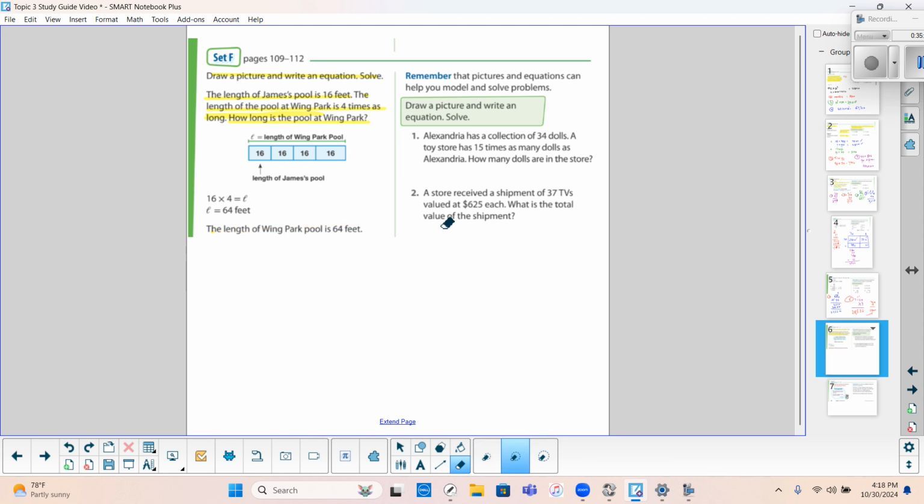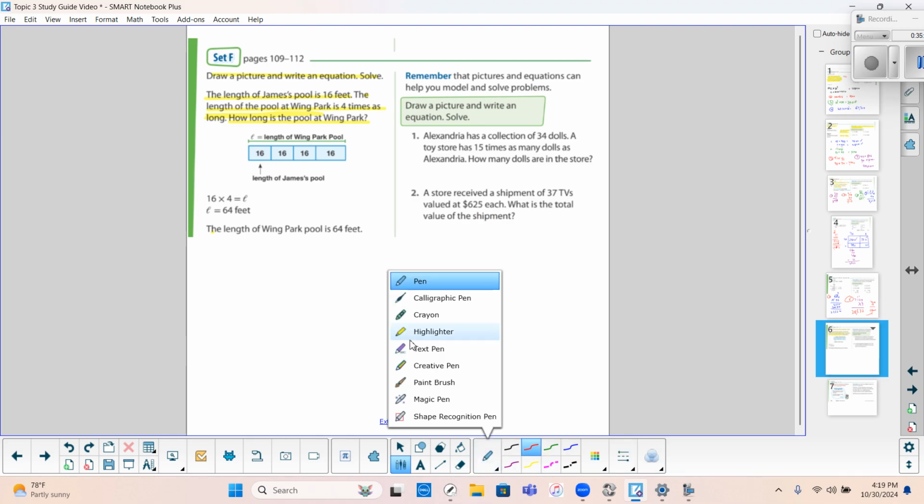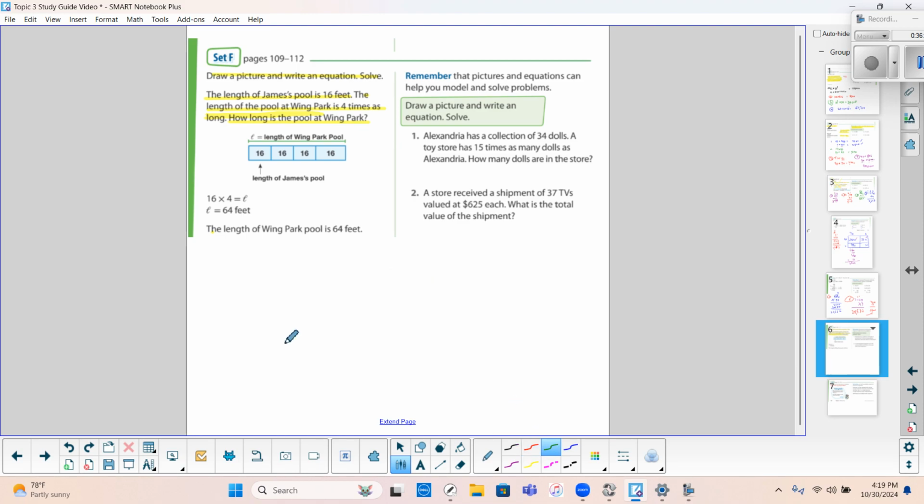Thankfully, we're up to this one right here, set F. All right. A store received a shipment of 37 TVs valued at $625. What is the total value of the shipment? Well, let's go with the equation first because that's reasonable. 37 times $625 equals the total value. I'll call that V. That's the equation that they want you to write.